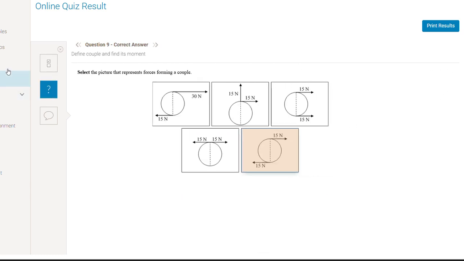Question 9. Select the picture that represents forces forming a couple. What you need to know, when a couple is formed, they have to be equal in magnitude. They have to be opposite in direction. They have to be as well, their lever arms have to be parallel.